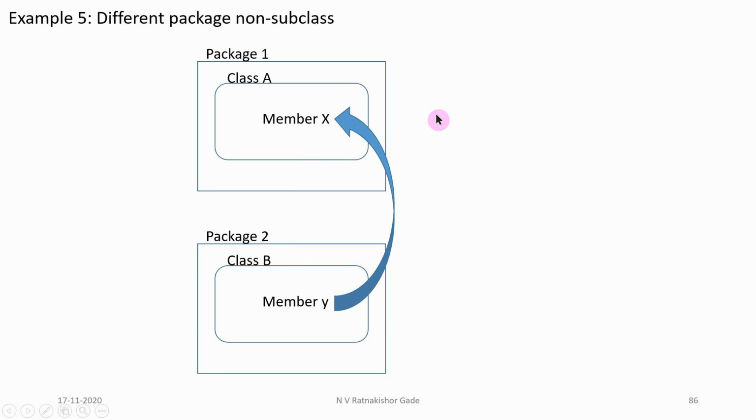Coming to example number 5, which is also the same as the previous one, but here we don't have any inheritance relationship between class A and class B. Here if member Y wants to use member X, the only available access modifier is public. So we cannot use private, we cannot use protected, and we cannot use default because both are not present in the same class as well as in the same package.